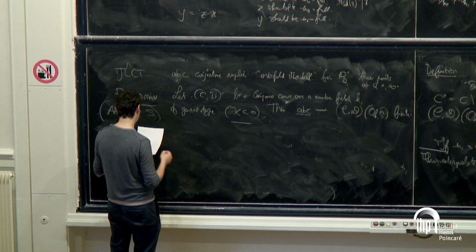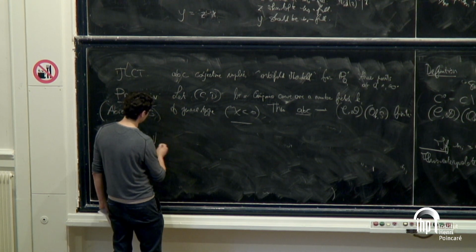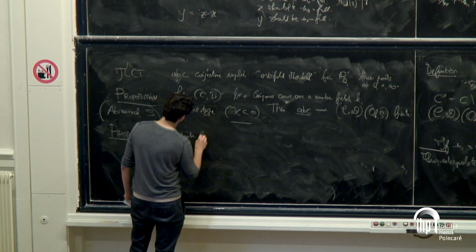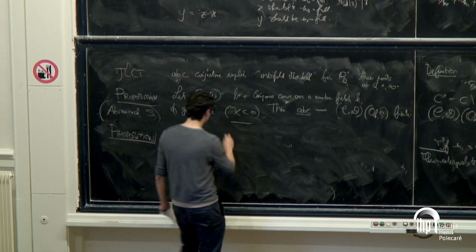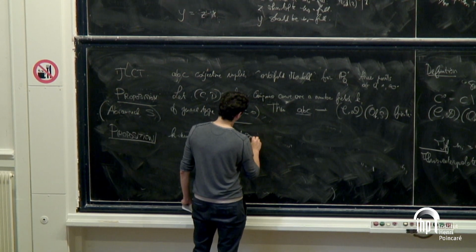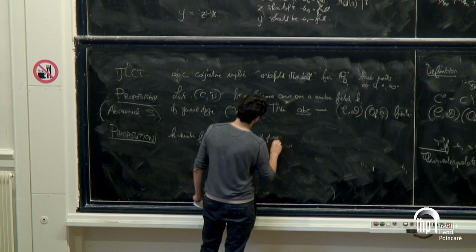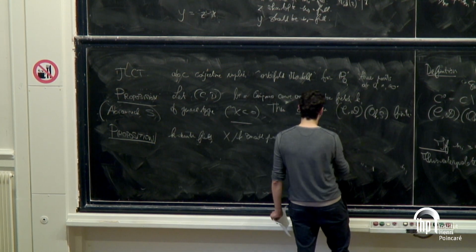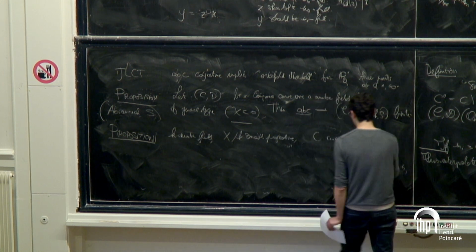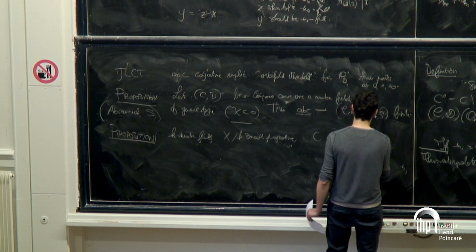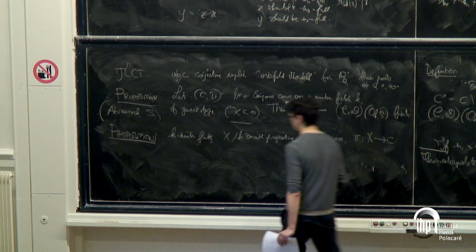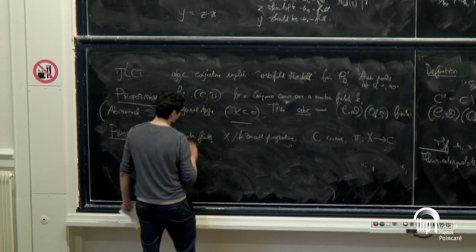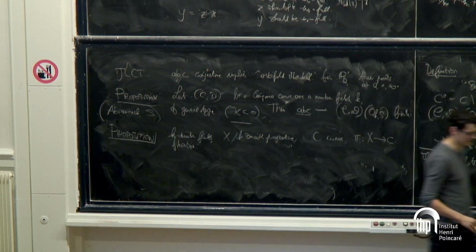Let's formalize this as follows. Let K be a number field. Let X be a smooth projective variety over K, and let C be a curve over K. And assume that pi from X to C is a nice fibration, so a fibration with a smooth, geometrically integral generic fiber, let's say.